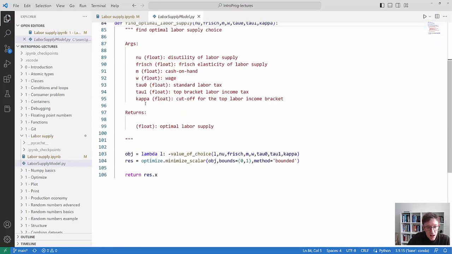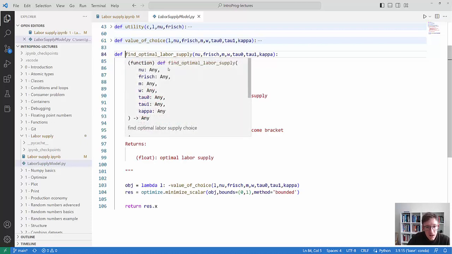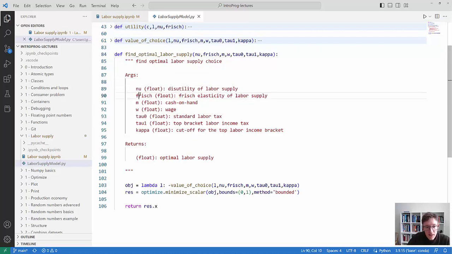It's always a good idea, I think, when you come to a function like this, to understand what it does. And the first thing you can do is look inside the function. It describes what the function is doing. That's very clearly stated from the name. And then it describes each of the parameters, telling you what these parameters, what these arguments, should be. And then it tells you what it returns. It returns the optimal labor supply.